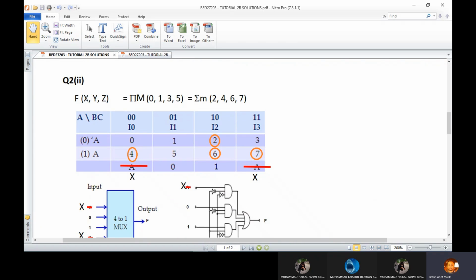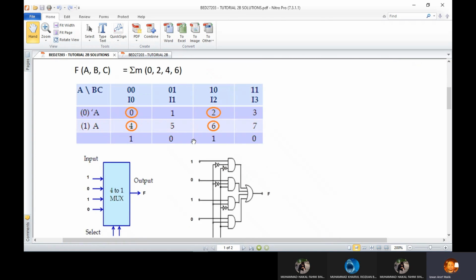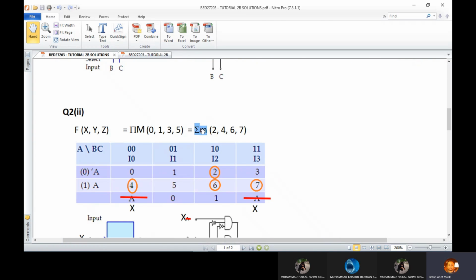So implementation of 4 to 1 mux for this Boolean expression where the sum of max term 0, 1, 3, 5 is basically equivalent to the sum of min term. Okay, kita nak jadikan dia sama macam yang atas ni. Alright. Itu min term ni is the one which are inverted from the max term lah. Kalau dekat sini 0, 1, 3, 5 means that min term dia adalah 2, 4, 6, 7.